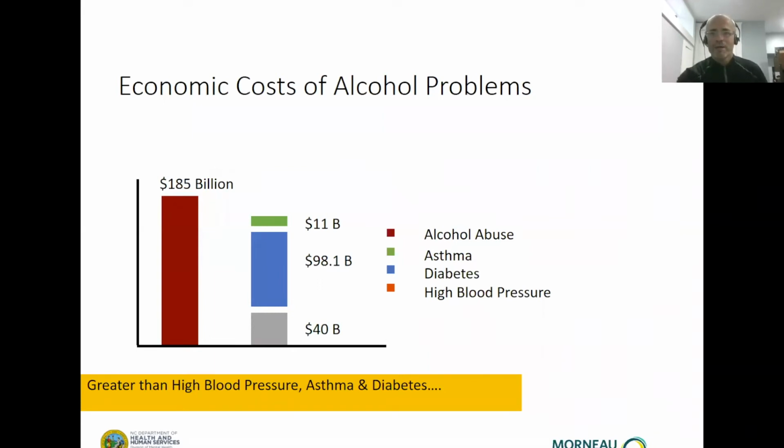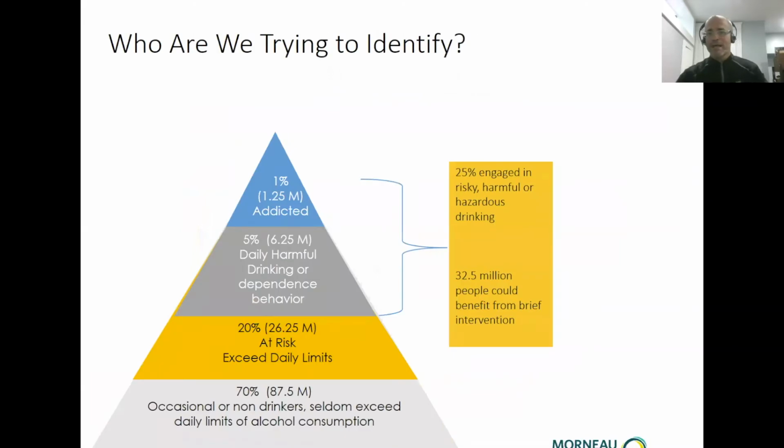Wow. So I guess you kind of get the gist of where this issue with problem drinking and alcohol use disorder comes in, still in our nation and our world today. This is who we're really targeting through the SBIRT process.